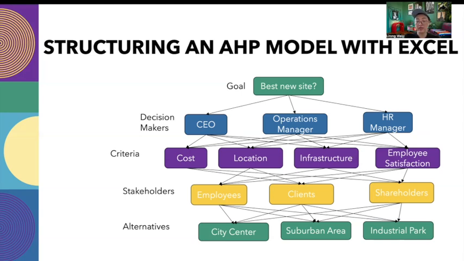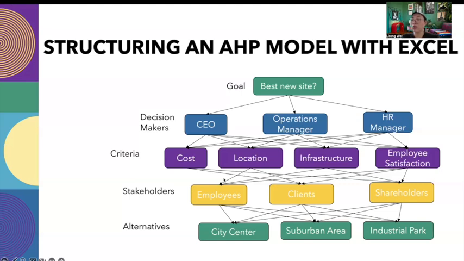So the connections: we have the goal connect to all our decision makers, and all decision makers are connecting to all the criteria. However, the cost will only influence, we assume, shareholders and the clients. The location we assume will influence employees and clients, and infrastructure will influence employees and shareholders. And employee satisfaction clearly will influence all of it. And all the stakeholders are connecting to all the alternatives.